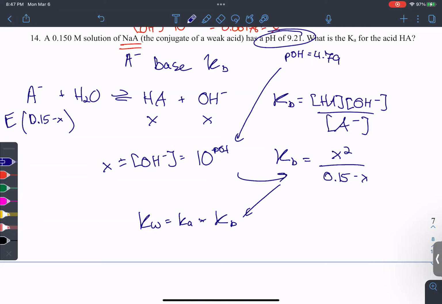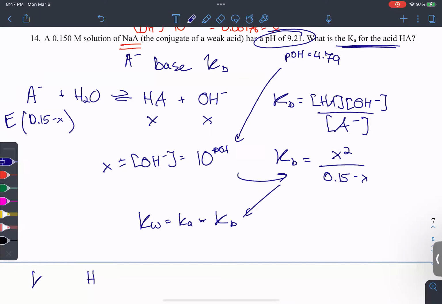It's not an acid. We cannot calculate Ka directly. If you try to calculate Ka directly, you will get very confused. Actually, let's try to do that. Let's pretend you wanted to calculate Ka directly, because that's what the question asks for. It asks for what is the Ka of HA.